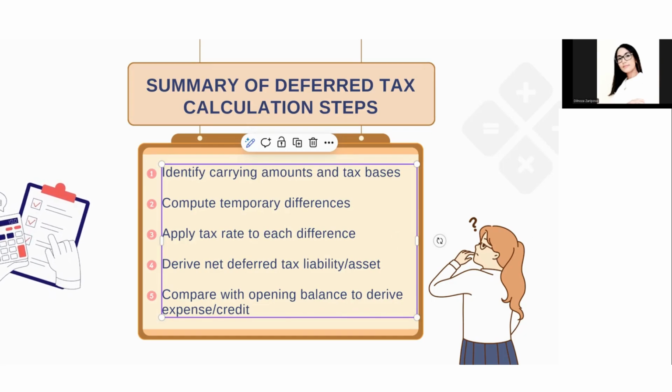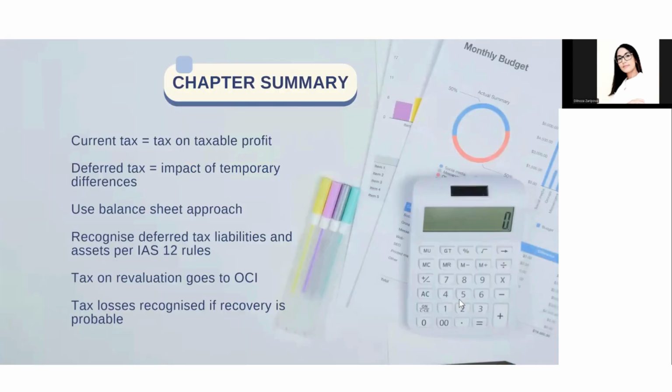Okay. So we have almost finished. What is current tax? Current tax is tax on taxable profit, right? Taxable profit may be different from your accounting profit, and usually it is different. Deferred tax is the impact of temporary differences. So we use the balance sheet approach in order to calculate those impacts and the deferred tax liabilities and assets. Recognize deferred tax liabilities and assets as per IAS 12 rules.